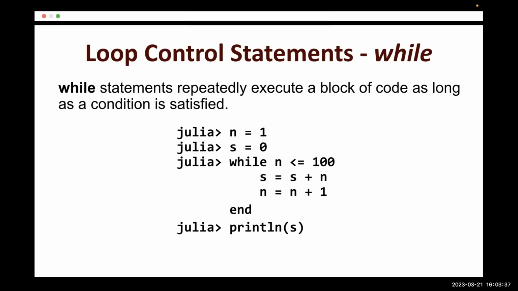So a while loop always does the conditional statement first, and then evaluates whether your n is less than or equal to 100 here. If it's less than or equal to 100, it'll do the calculations. Otherwise, it'll just escape.